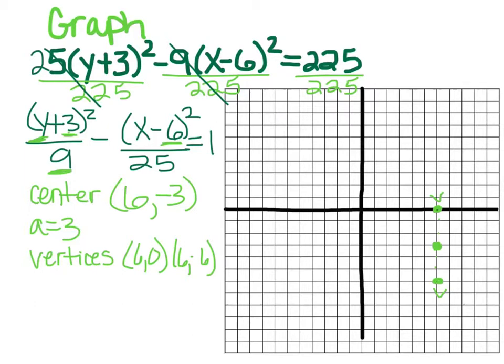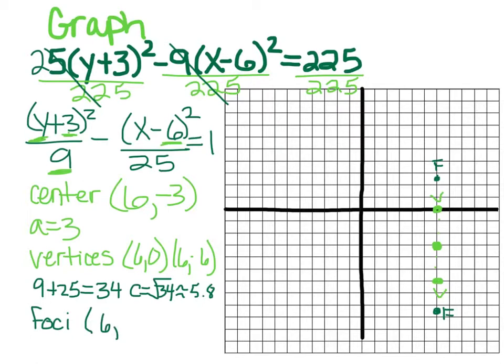Okay, we need to find c, so we're going to say a squared plus b squared equals c squared. c is the square root of 34, and that's approximately 5.8. So we're going to go up 5.8, put a focus, and down 5.8, and put a focus. And the ordered pairs of our foci are 6, and then if I took negative 3 and added 5.8, I'd have 2.8. And if I take negative 3 and subtract 5.8, I have negative 8.8. Oops, 6 comma negative 8.8.